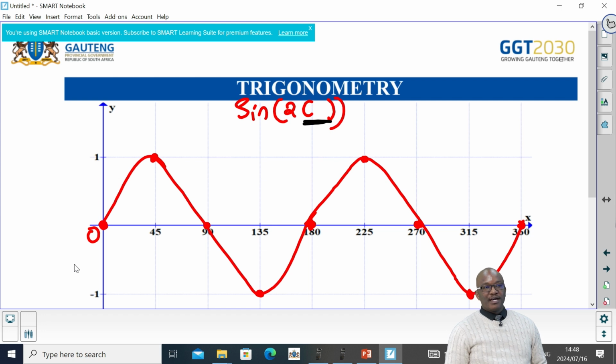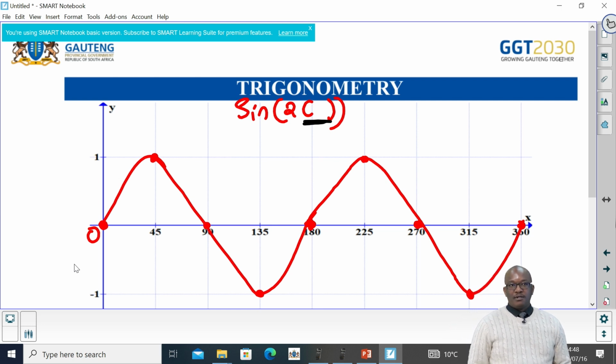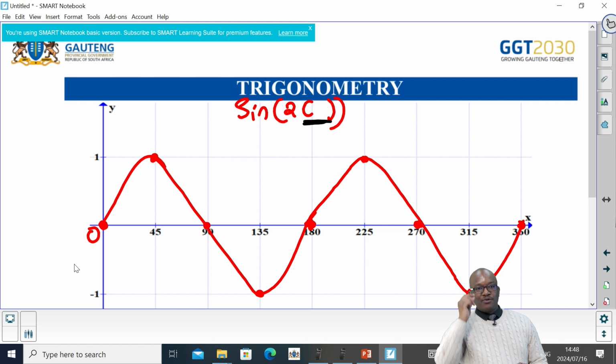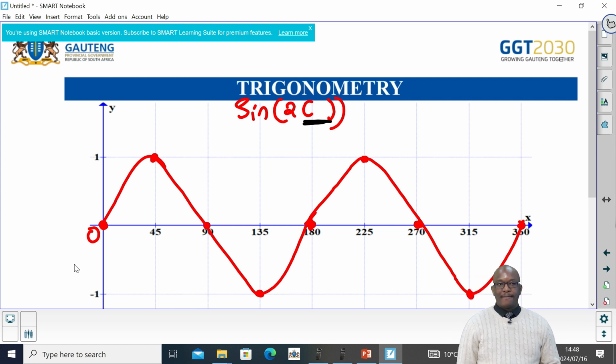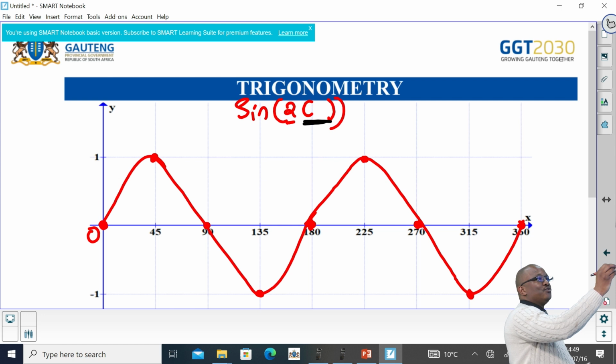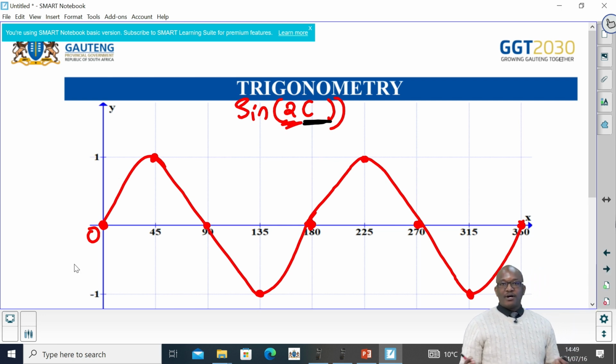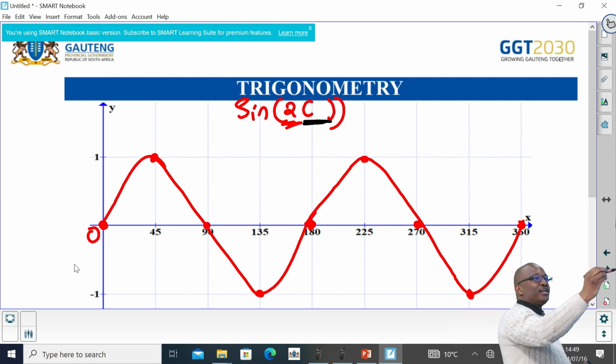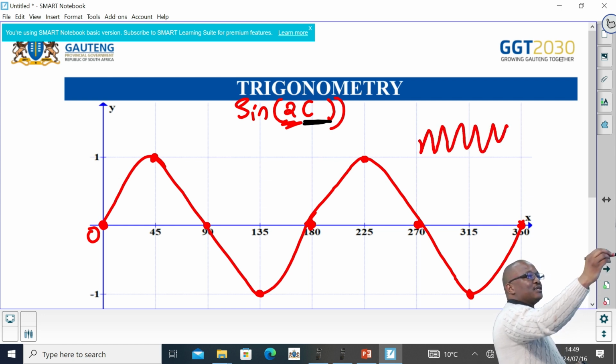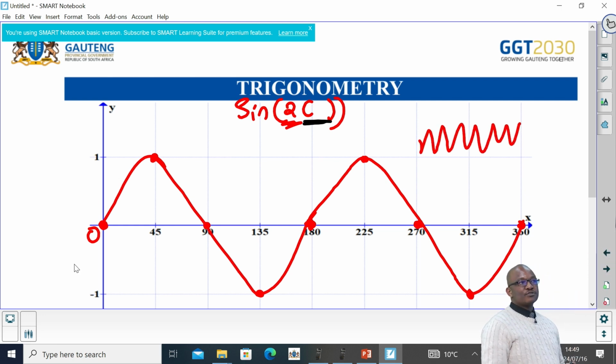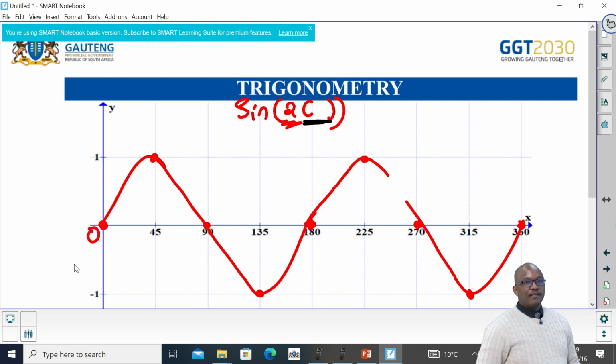Then questions will be asked about your range, your domain, and the amplitude altogether. So that's basically how you will draw your graph of sine with the effect of K. So now you can see if we increase the value of K, it means our graph will shrink. It means if we increase the value of K, we're going to see those waves coming close to each other.